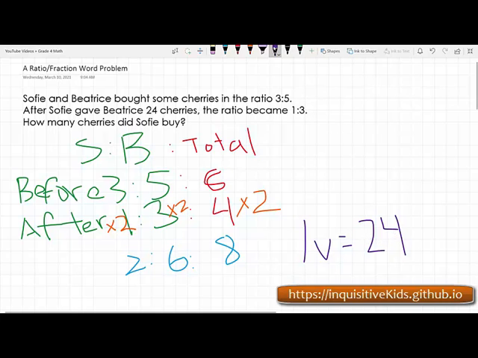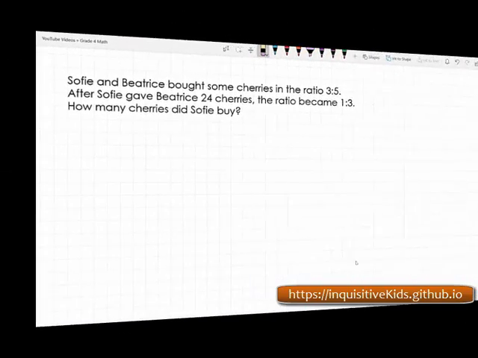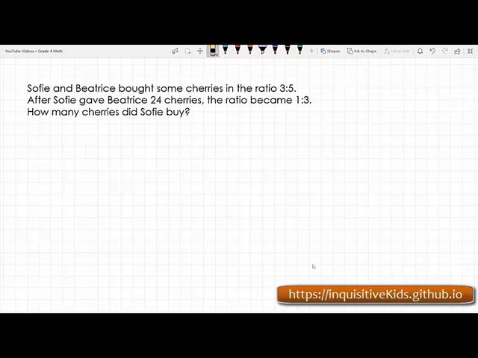Now we have to figure out how many cherries Sofie bought. To do that, we need to look at the 3 in the before ratio. There are 3 units, and we know that 1 unit is 24 cherries. So now we can do 3 times 24, which gives us 72. So we know that Sofie bought 72 cherries. And that was the ratio solution for this problem.